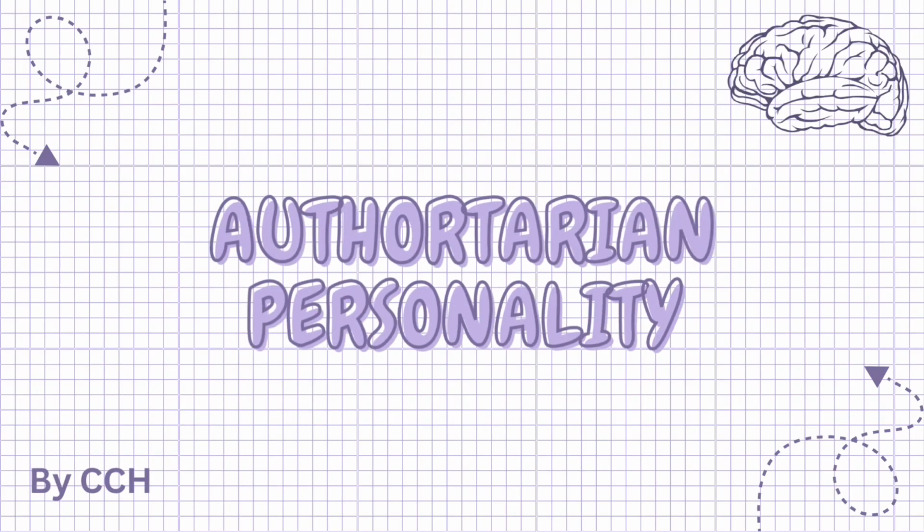In this video we will be looking at the authoritarian personality as a dispositional explanation of obedience, which you need to know for AQA A-level psychology in the subtopic of social influence. I hope you enjoy this video and find it helpful.